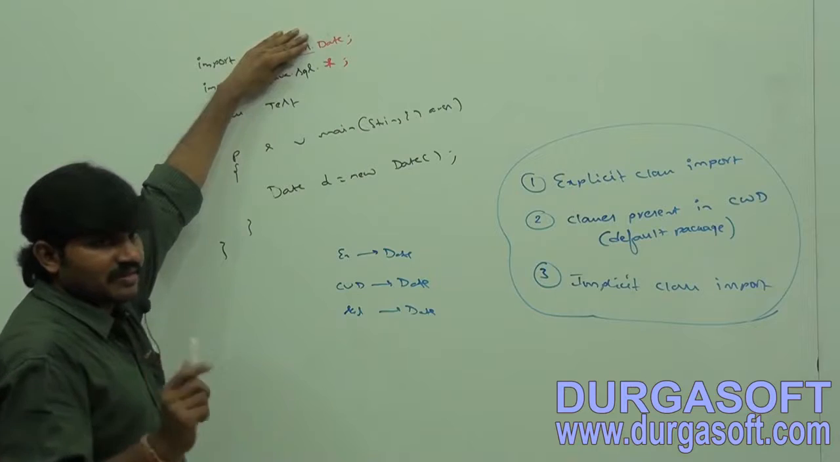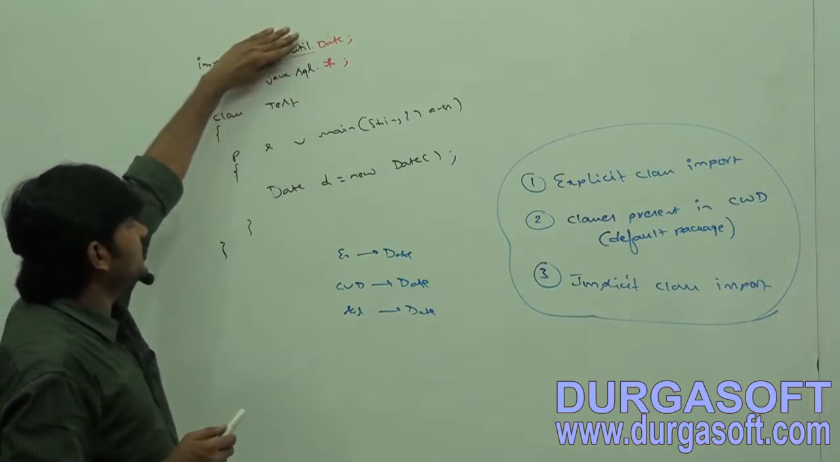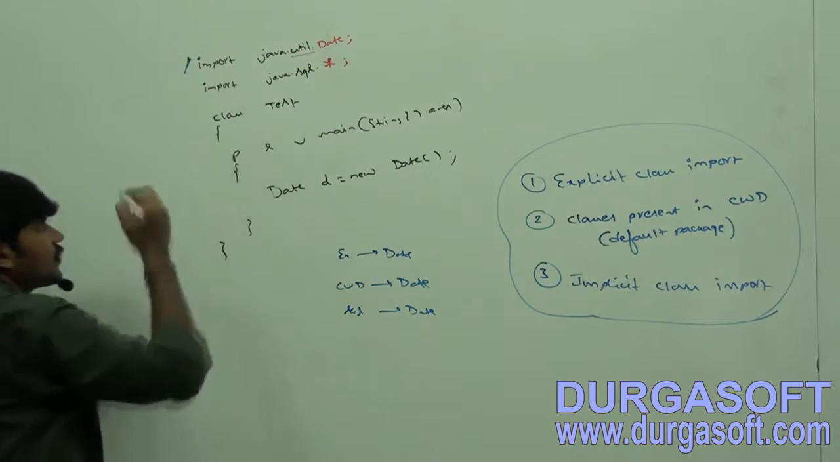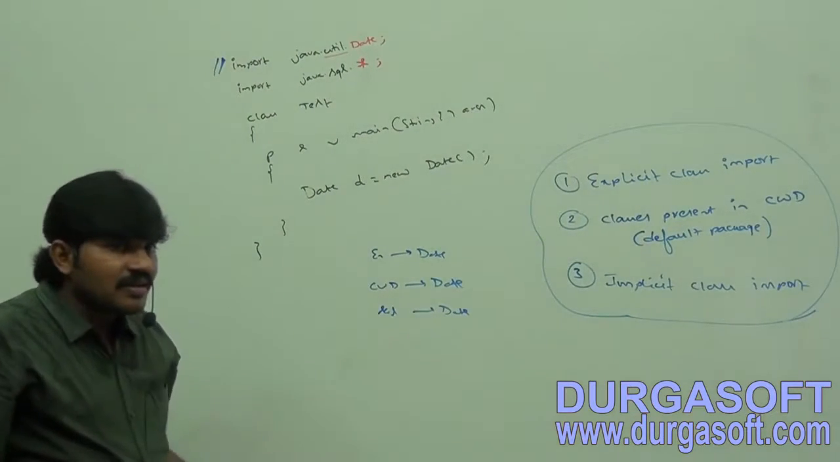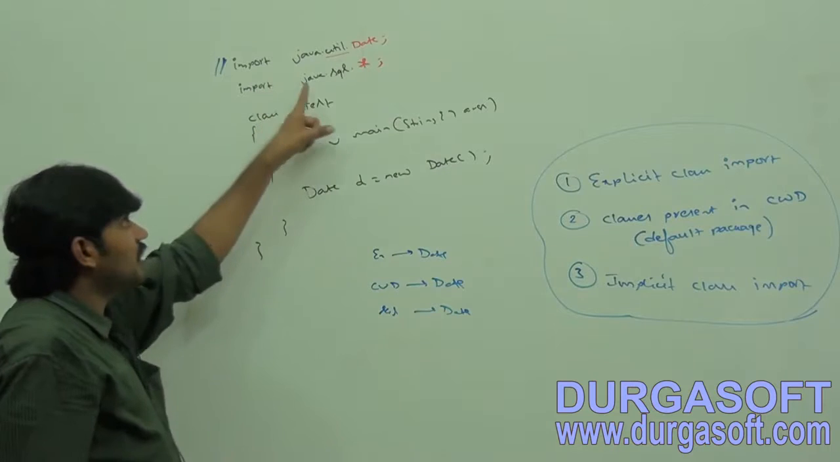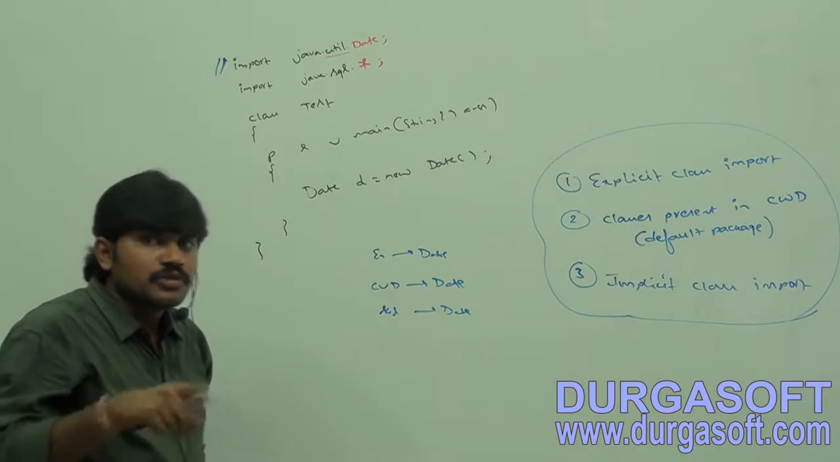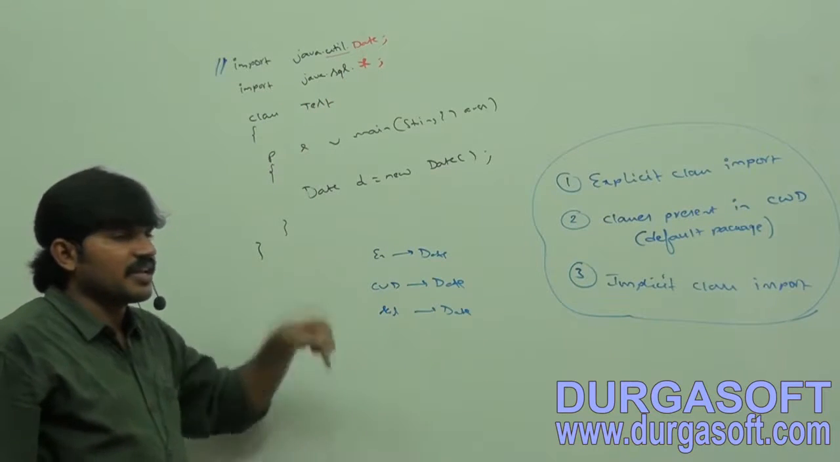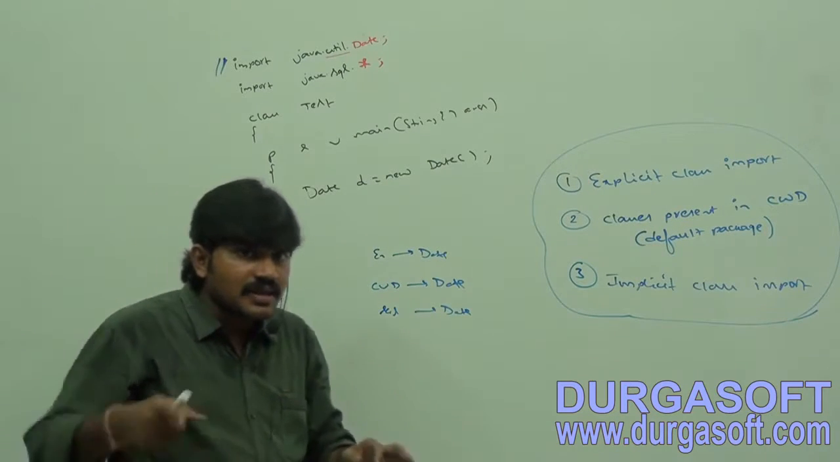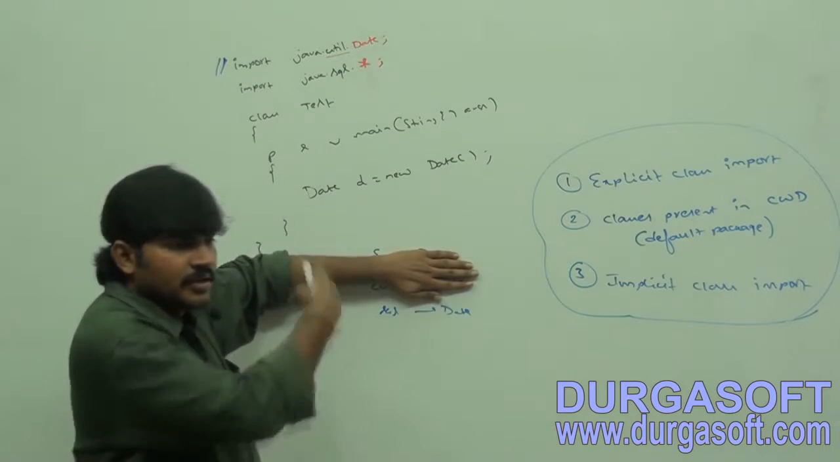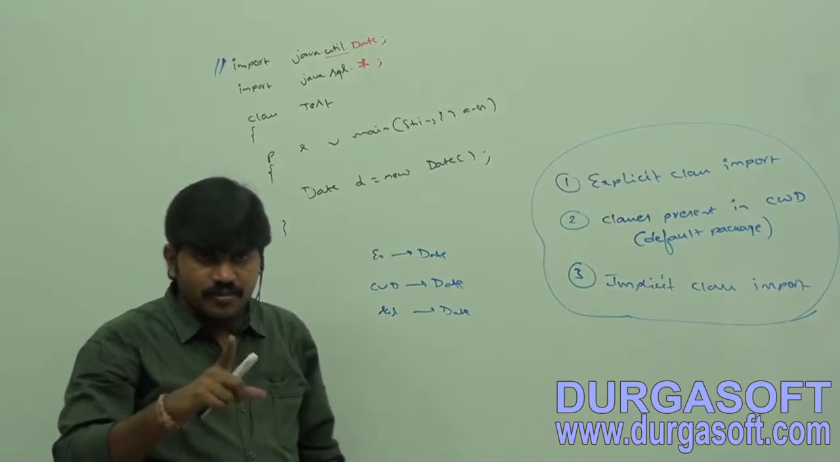Assume the first line is not there. I commented out the first line. Then which Date will be considered? Even though you wrote java.sql.*, the current working directory Date only will be considered. If the current working directory doesn't contain Date, then only the SQL package Date will be considered. Are you able to understand that?